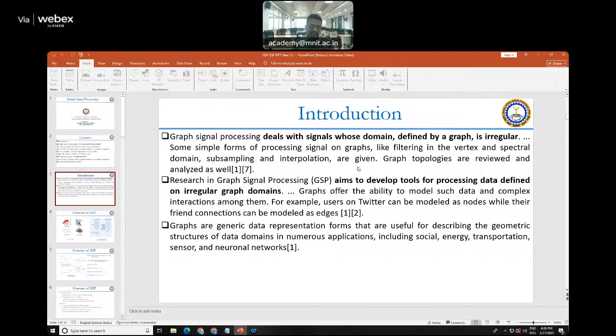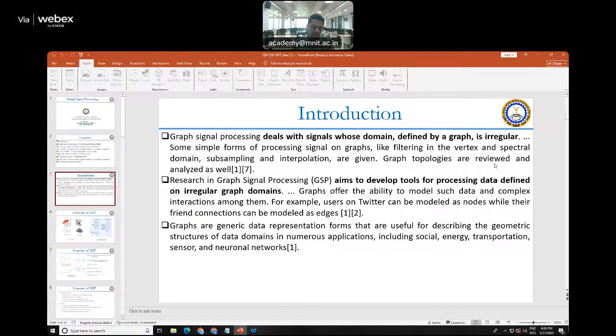Graph signal is basically a collection of points where each point is considered as a vertex. There we will see what types of operations take place on those points. Graph topologies are reviewed and analyzed as well.